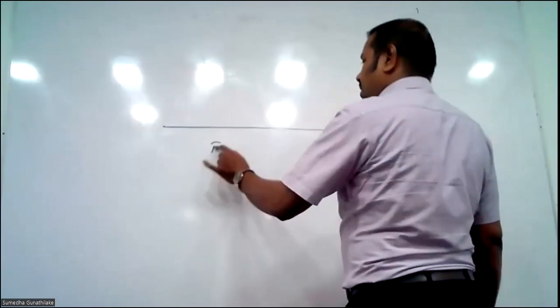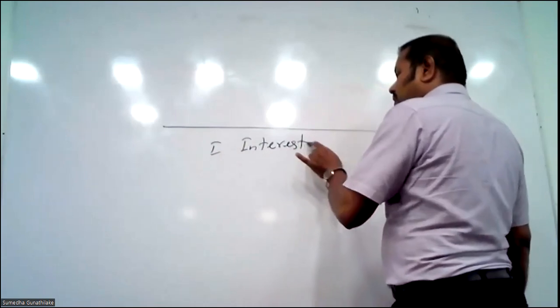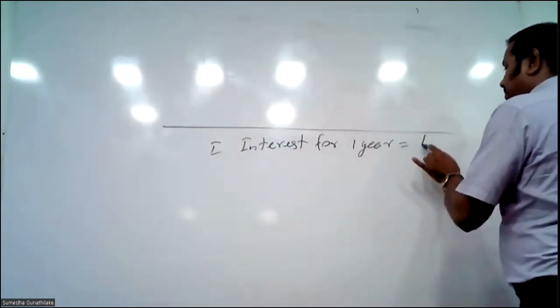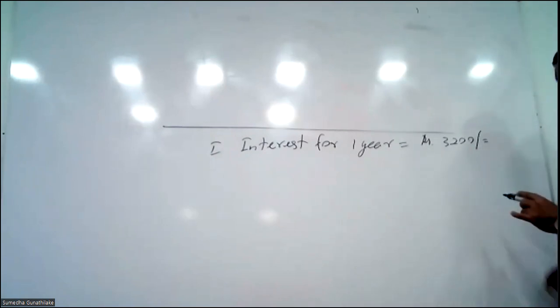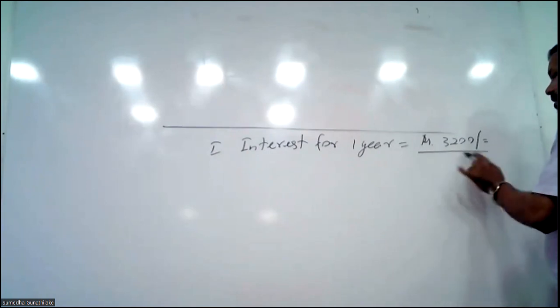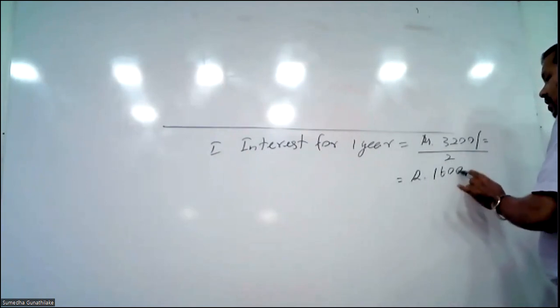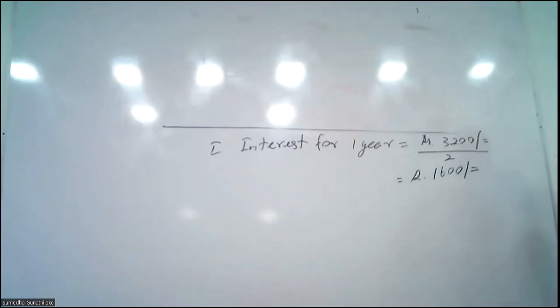Then interest for 1 year, 3,200 should be divided by 2. That is 1,600. 1,600 per year.